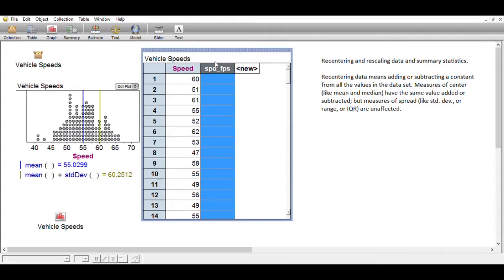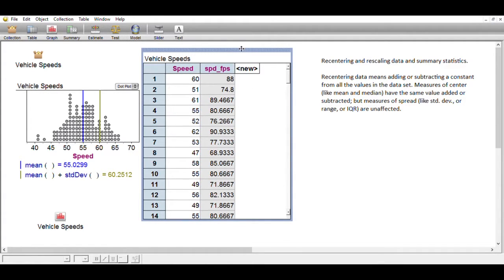And I happen to know that the conversion factor is 88 feet per second is the same as 60 miles an hour. So if I multiply these by 88 and divide by 60, I will get a conversion to feet per second. So here's feet per second now.